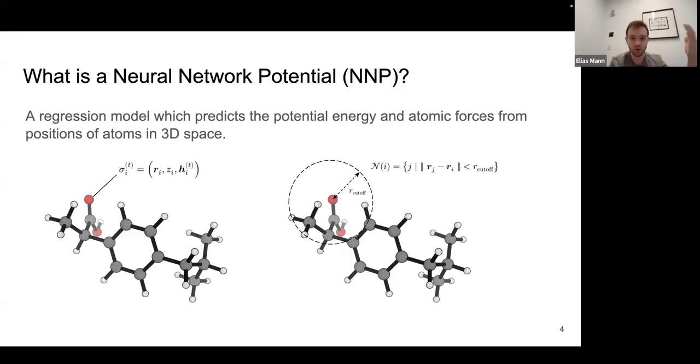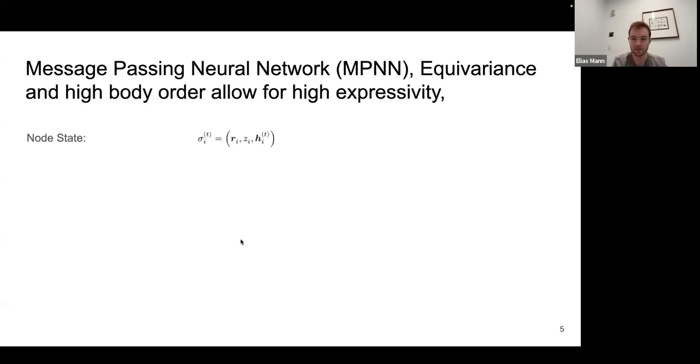So what makes these things expressive? Why recently are we seeing these becoming super useful and accurate tools in this space? There are a lot of reasons, but a few of the main ones I'll mention here are the message passing neural network architecture, equivariance, and high body order. These are things that allow for high expressivity and pretty accurate approximations. If you remember, our node state can be represented by this sigma, and it's our position, our atomic number, and our hidden state.